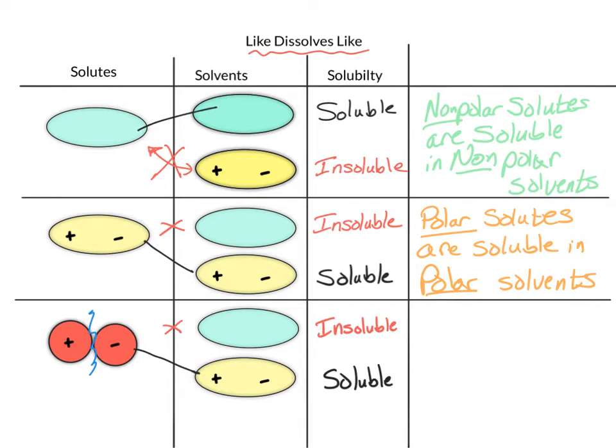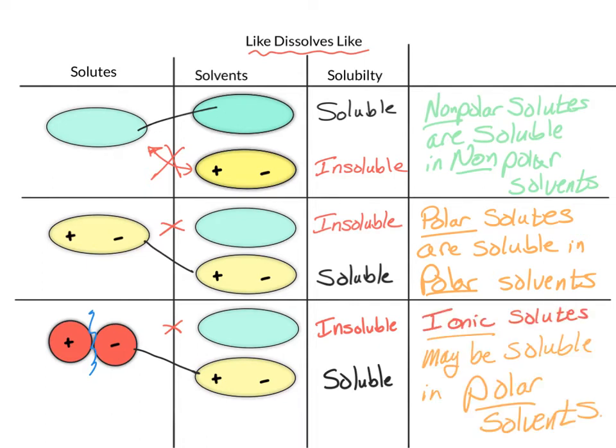But what about the ionic compounds? Well, for the ionic compounds, as we said, they are more likely to be soluble in a polar solvent, but that does not necessarily mean that they are soluble in a polar solvent. They may be too ionic to be dissolved.